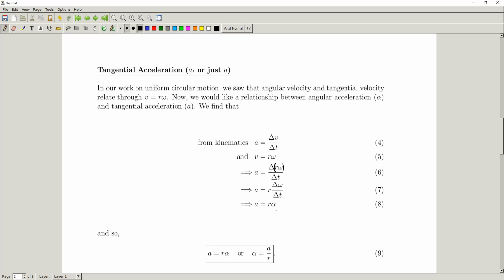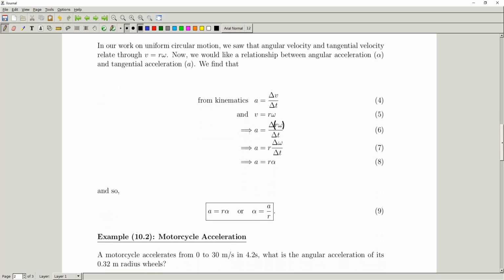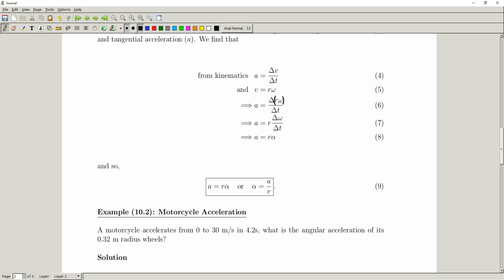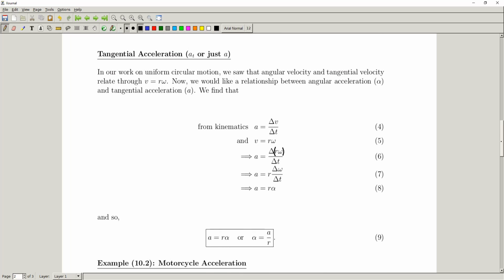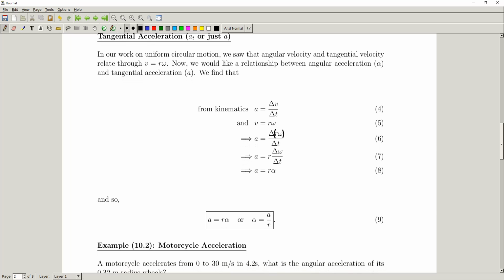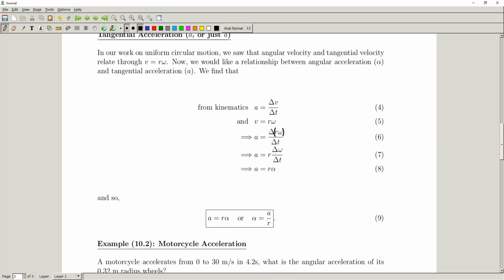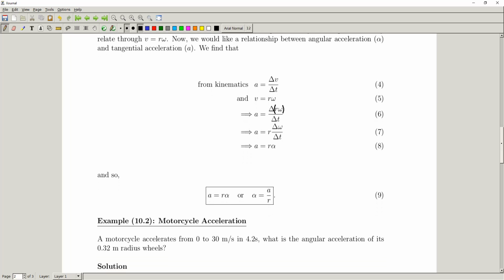Maybe I should have mentioned that this symbol I'm using here is the Greek letter alpha, which we use to signify angular acceleration. And again, this is the Greek letter omega, a lowercase omega. We've just written down the analogous equation to what we had for linear and angular velocities, but now in terms of linear and angular accelerations. So we can write our linear acceleration equals our radius times our angular acceleration, or we can reorganize it into this form here.